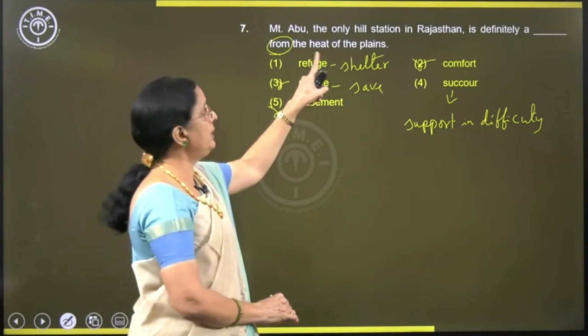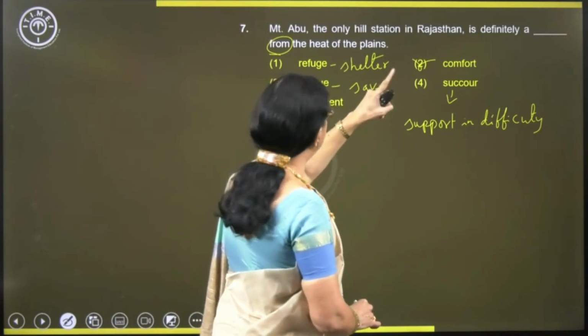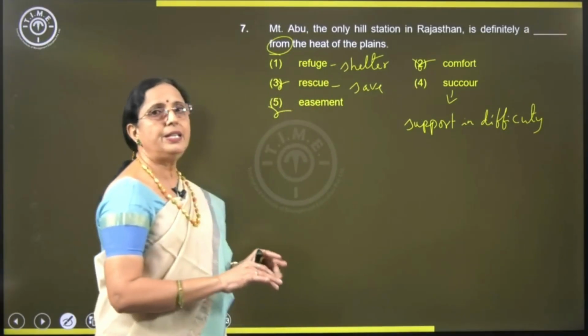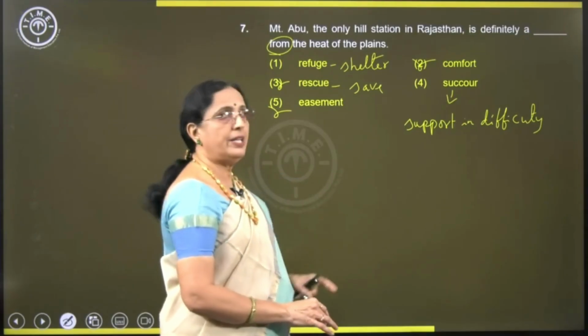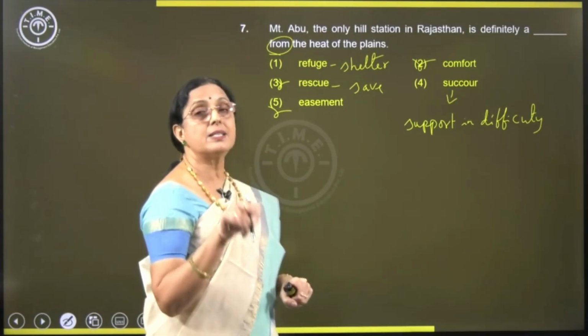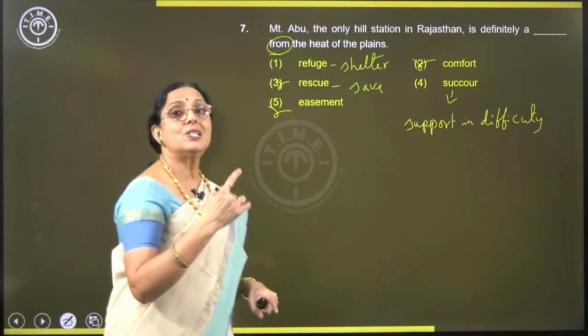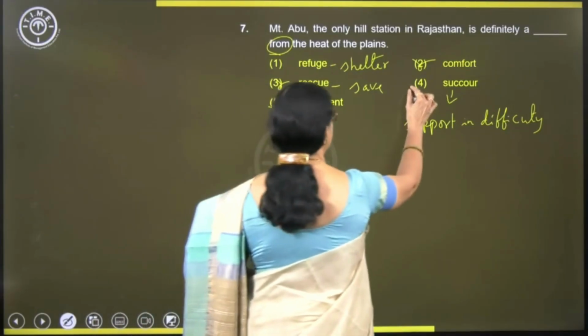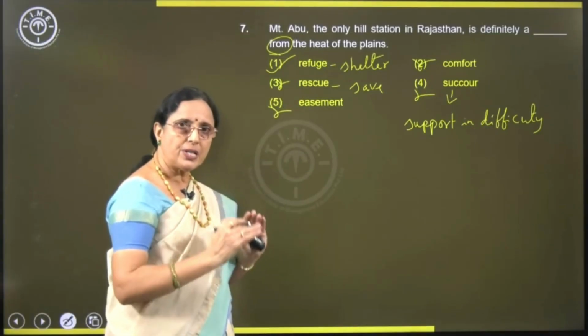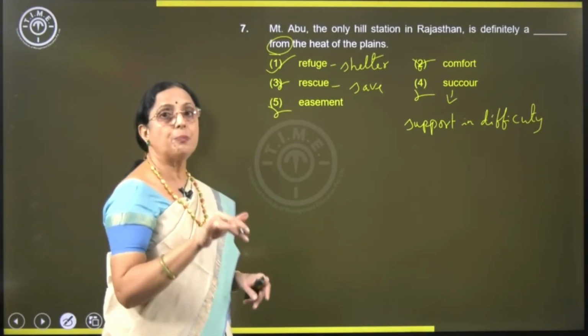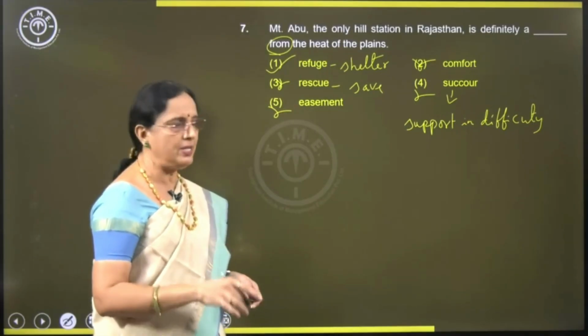Mount Abu, the only hill station in Rajasthan, is definitely a dash from the heat of the plains. So you're not in a difficulty. You're not looking for any support there. It's not support. Remember, it's only shelter. So the answer is shelter. Alright. It's a shelter from the heat. That is protection from the heat, not support from the heat. Do you understand the point?